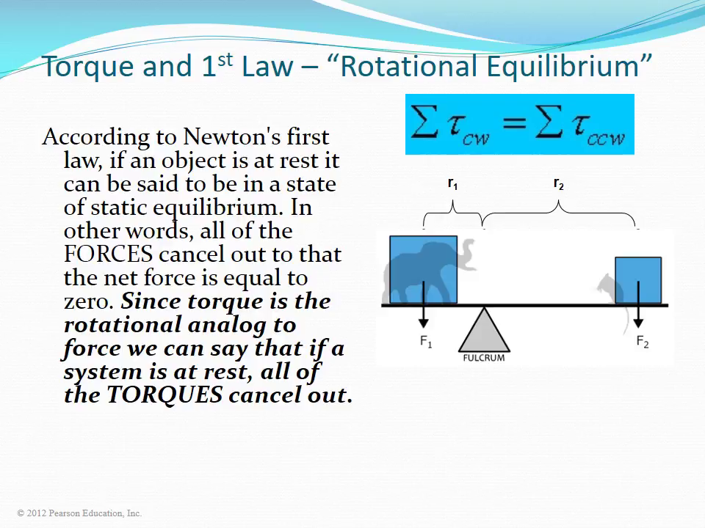According to Newton's first law, if an object is at rest, it can be said to be in a state of static equilibrium. In other words, all the forces cancel out so that the net force is equal to 0. Since torque is the rotational analog to force, we can say that if a system is at rest, all the torques cancel out. The figure shows two objects, an elephant and a mouse.